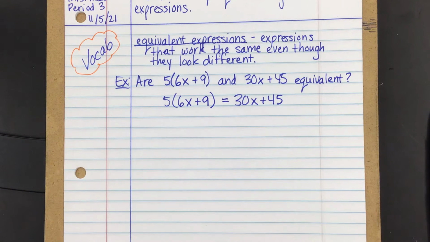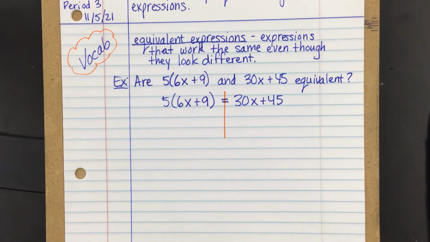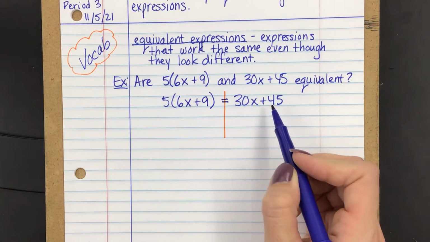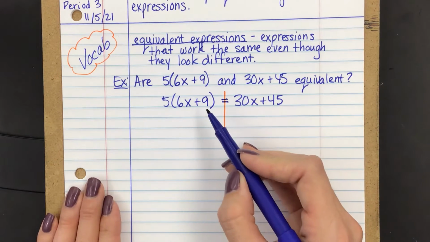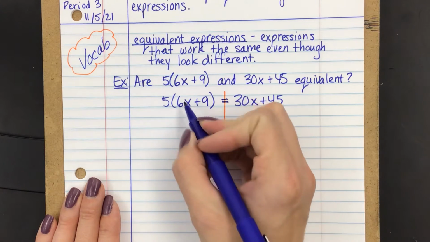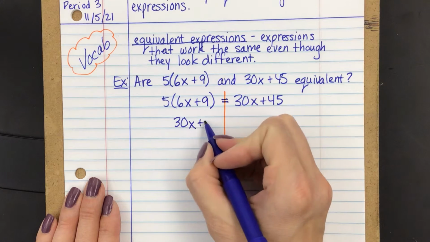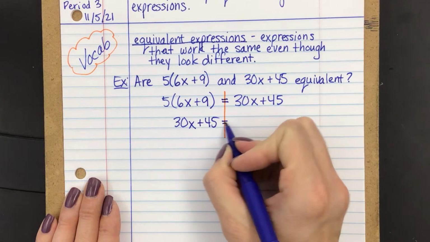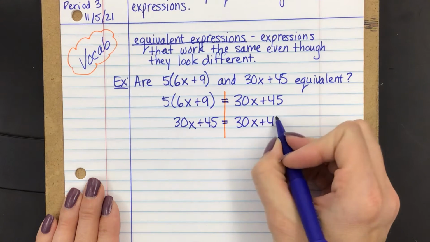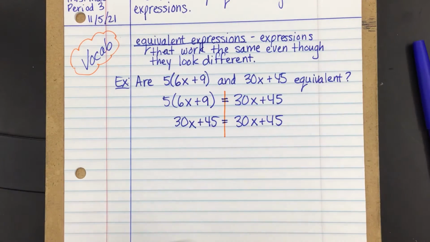So we're just going to simplify both sides. I'm going to put a little line here just to keep them separate. Actually, this is done for us. You can't simplify that any further. But if we look at this side, we can distribute. So this will be 30x, and then 5 times 9 is 45. And this was already simplified. So are those two expressions equivalent? Yes. Good.